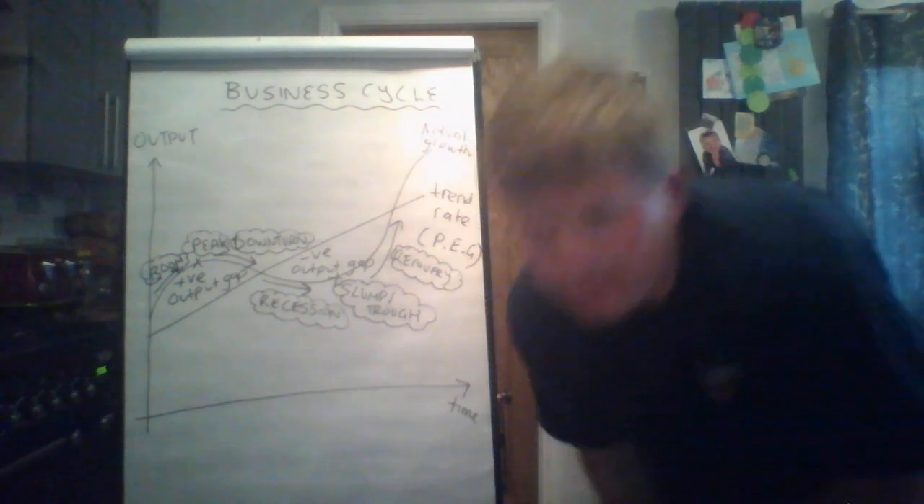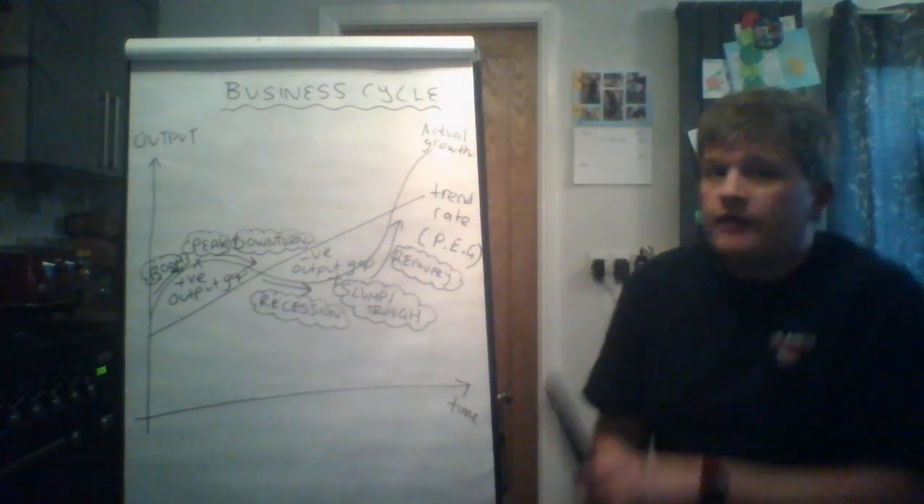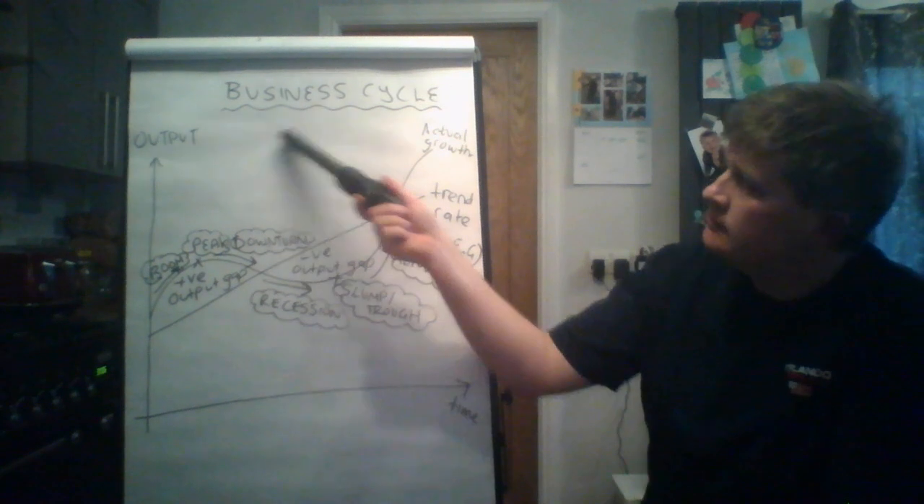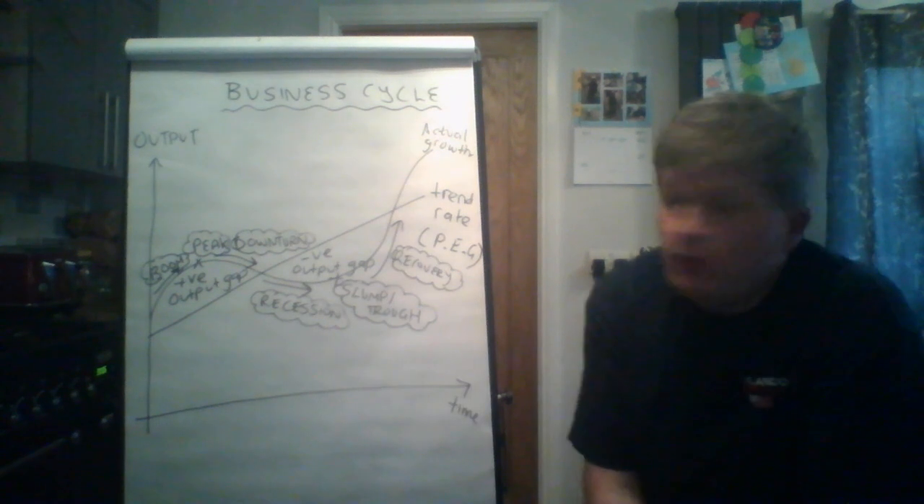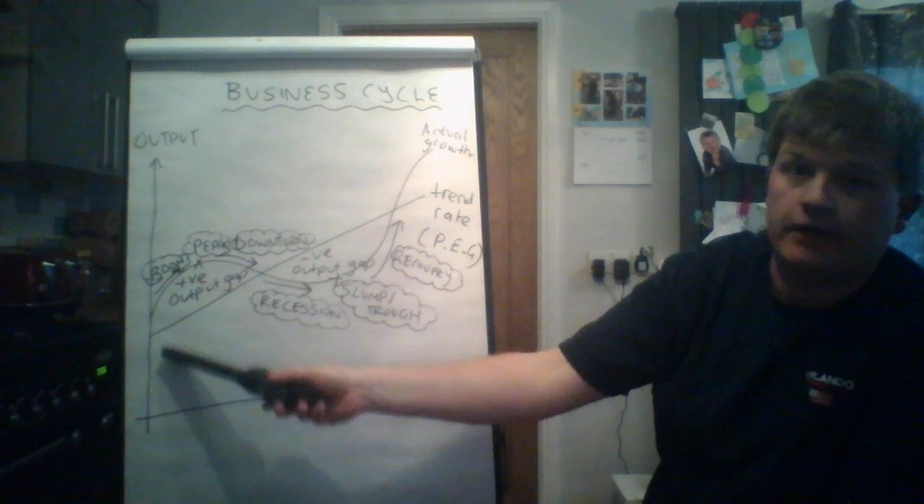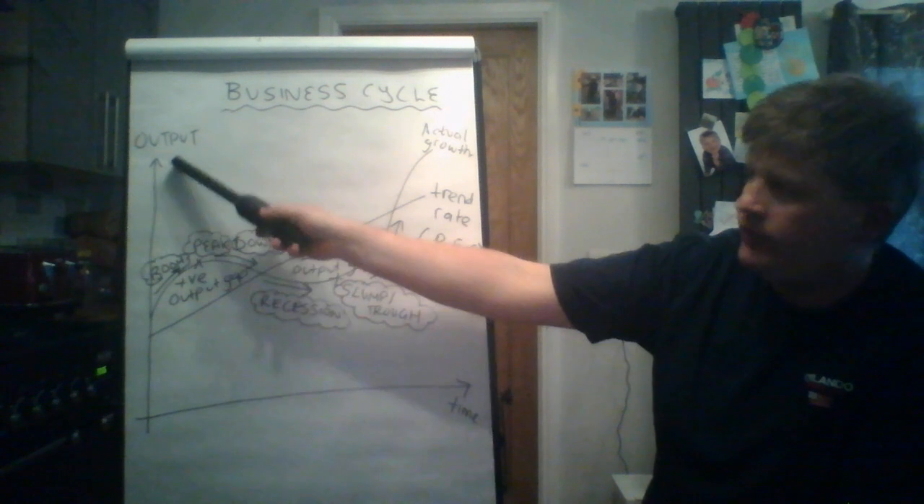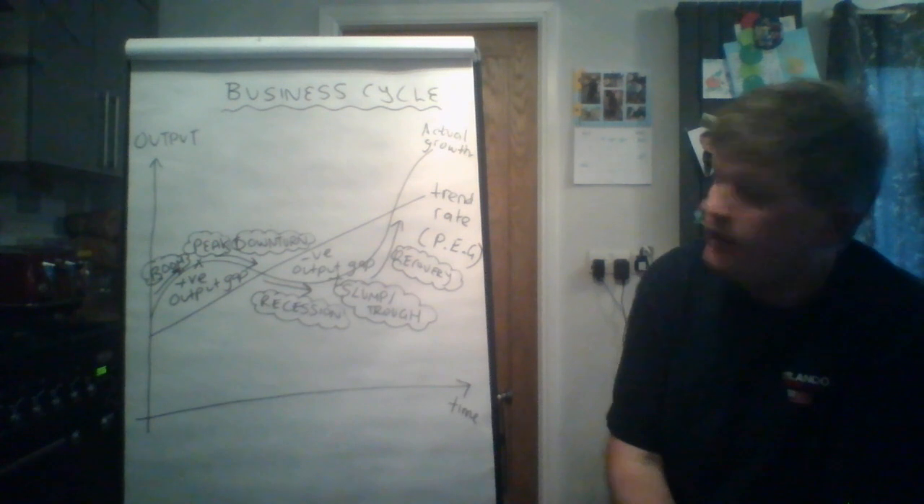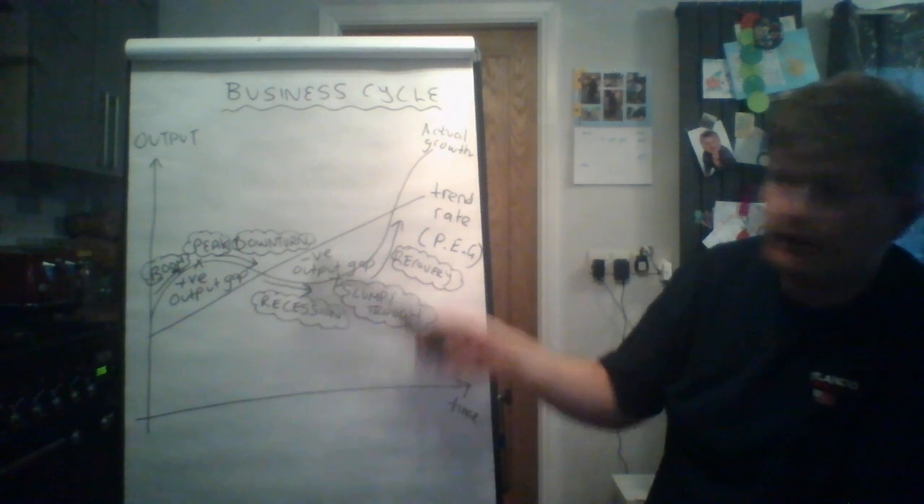Right guys, in this next video, what we're going to be exploring is something that we call the business cycle. The business cycle is measuring how output changes over time. So remember, output is the real GDP of the economy. Now the key thing to focus on here is I've drawn two main lines.